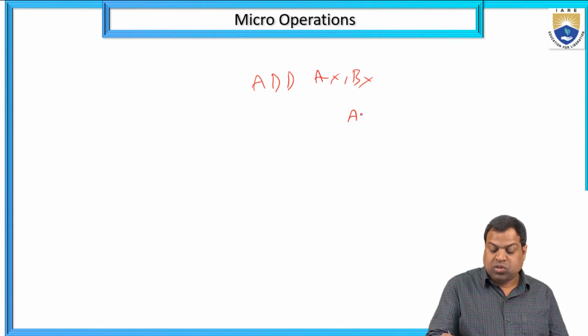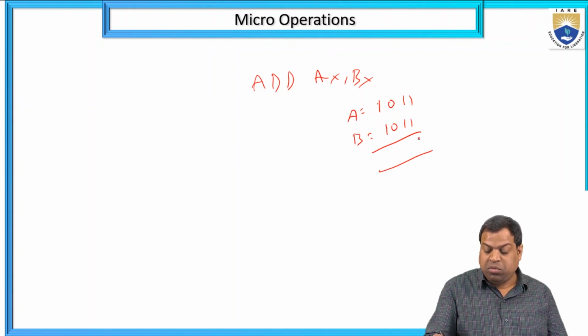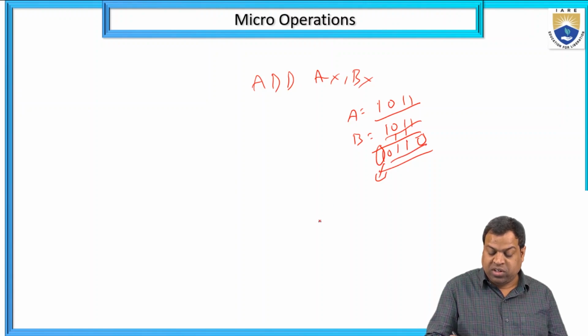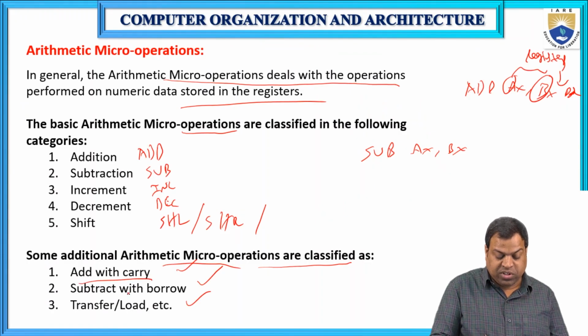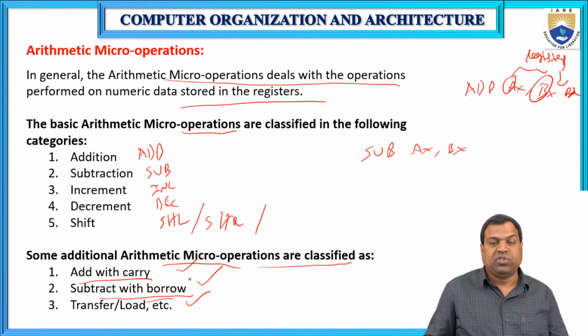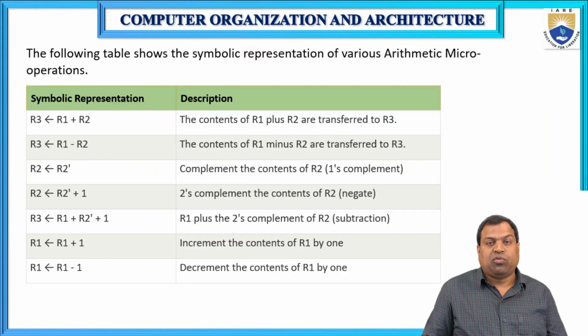Suppose I have 1011. Shall we get any carry? Maybe we'll get carry. 1 plus 1 is 10, 0, 1 plus 1 is 10, 11, 0 plus 0 plus 1 is 1, 1 plus 1 is 10. So are we getting carry? As it is 4 bits, but I am getting 5. So it is an add with carry. For operations like this, we go for add with carry, subtract with borrow, and shift or load operations.